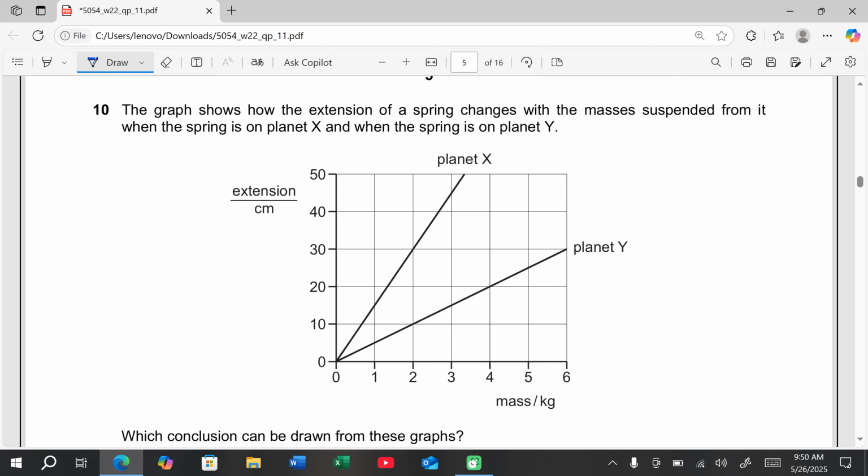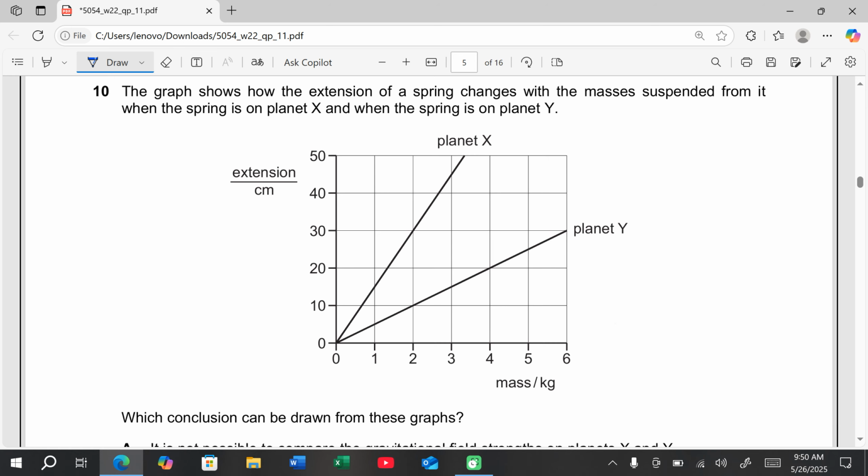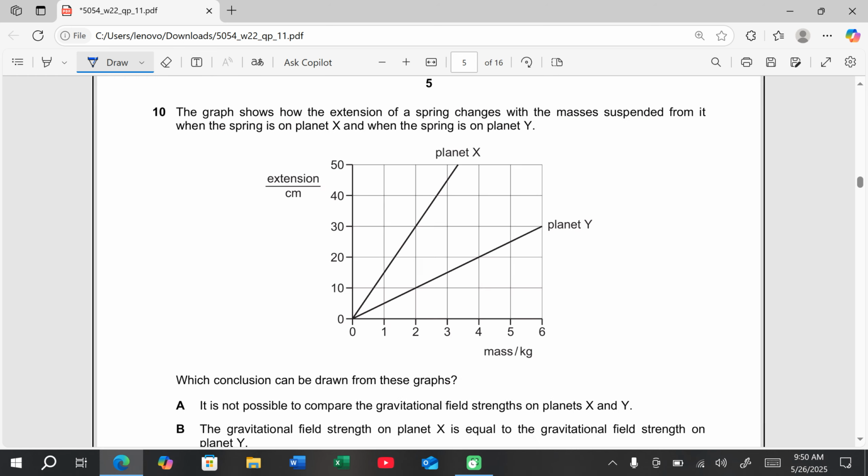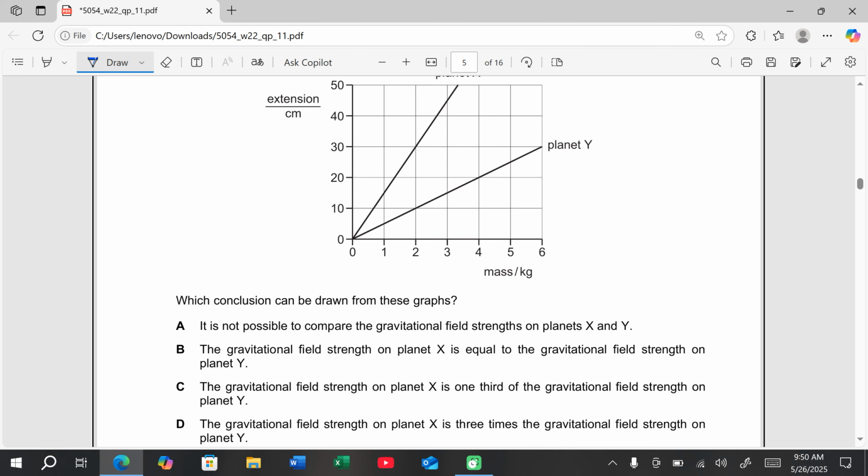The diagram shows how the extension of the spring changes with the mass suspended from the spring on planet X and on planet Y. So mass and extension are given. It says, which conclusion can be drawn from this graph?